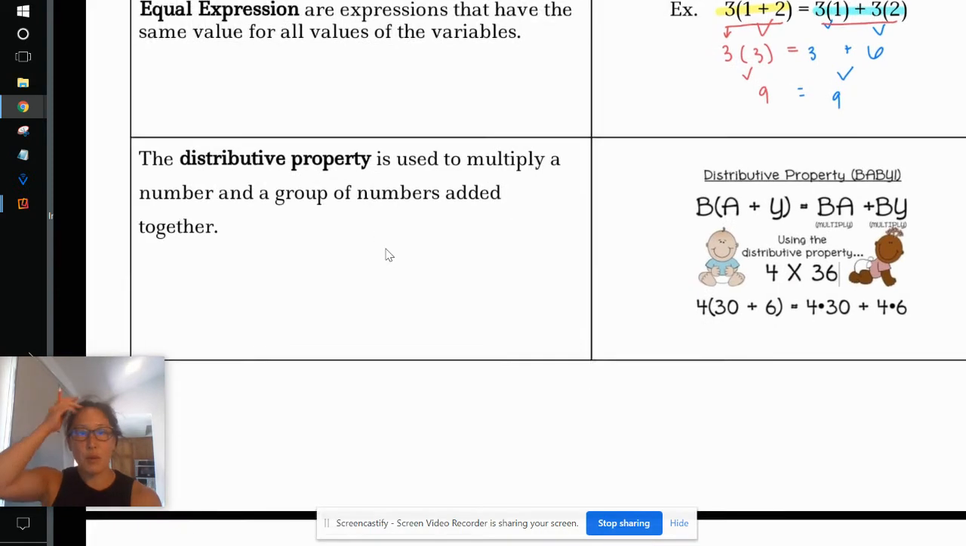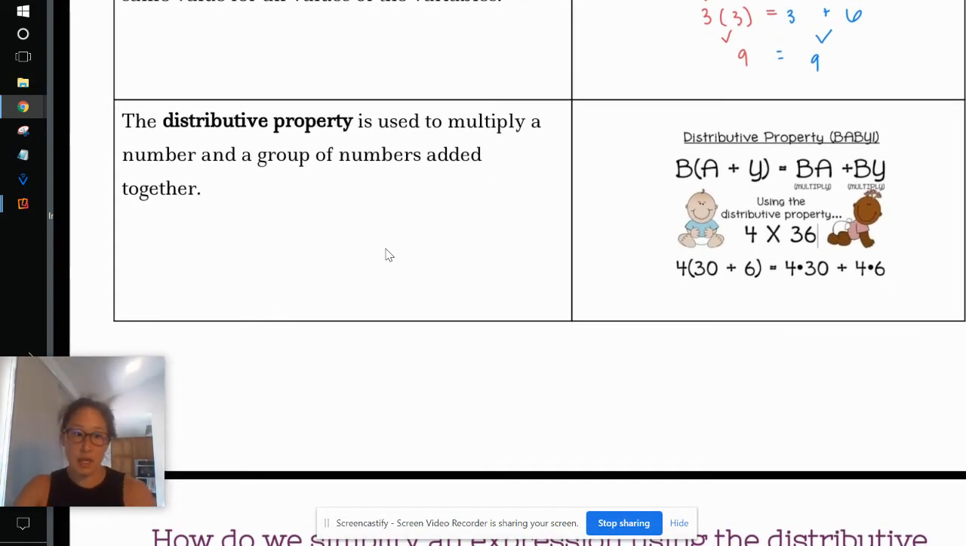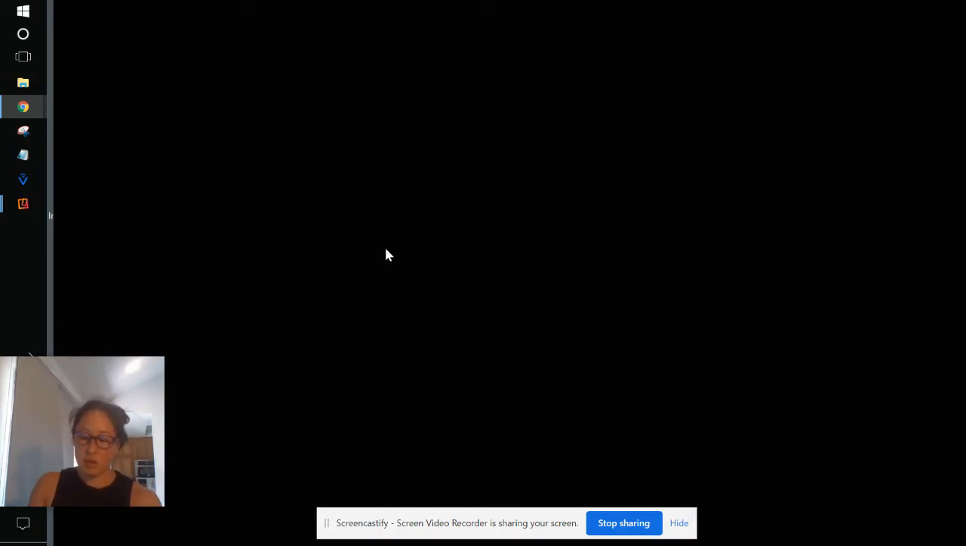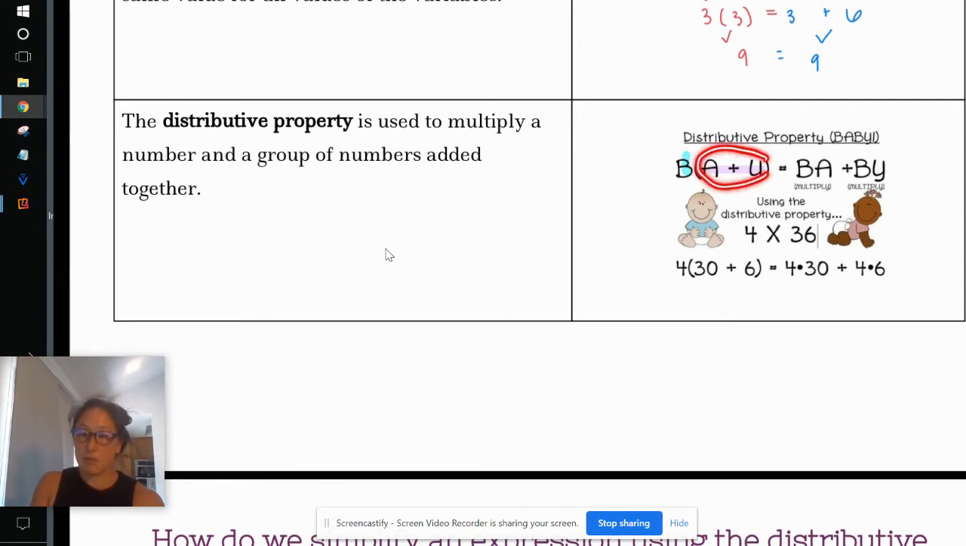So we are using the distributive property today to simplify an expression. What it is: a number on the outside of the parentheses and two numbers added or subtracted inside the parentheses. We use the distributive property when we cannot simplify by adding inside the parentheses. So it's like I cannot combine those two numbers because they are not like terms, okay? So what we're going to do is take the number on the outside, the b, and multiply it to both numbers on the inside.